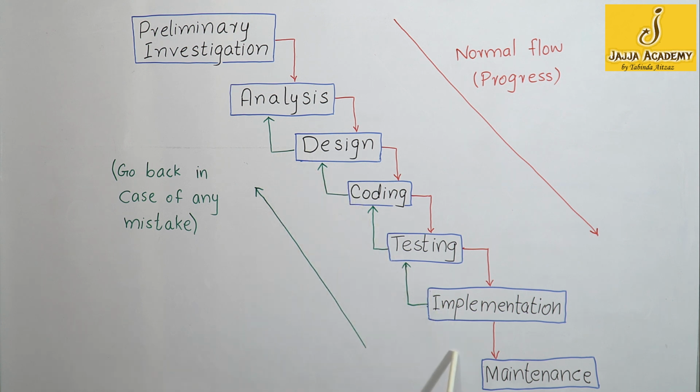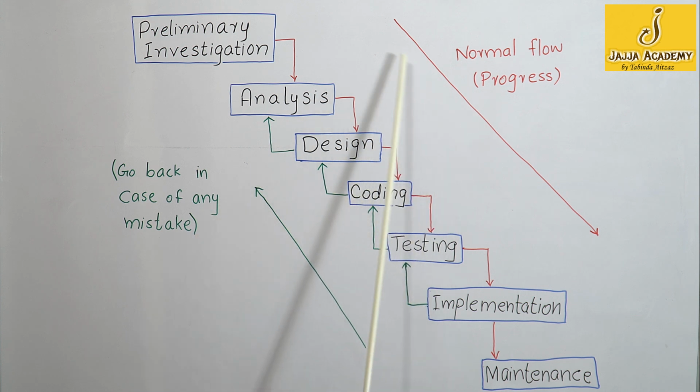If the software development team finds any mistake at any specific phase, it can go back to identify the problem and correct that mistake. For example, if the team comes to know about a mistake on testing phase, they can go back to coding or design or analysis phase to rectify the problem. These back arrows are showing the backward path. You can see here the direction shown by green arrows represents that the team can go back in case of any mistake. And the normal flow or the progress of SDLC goes this way.